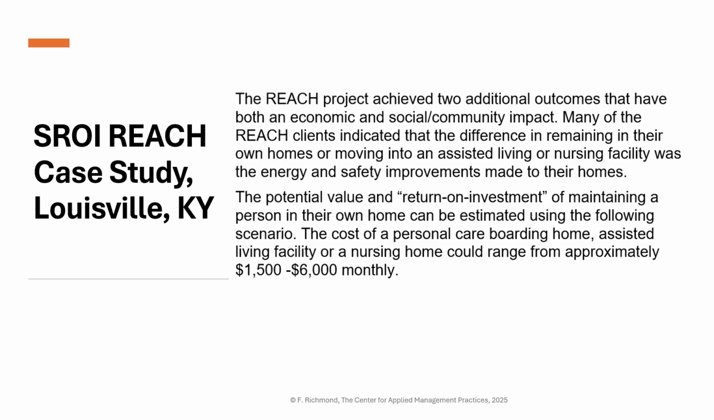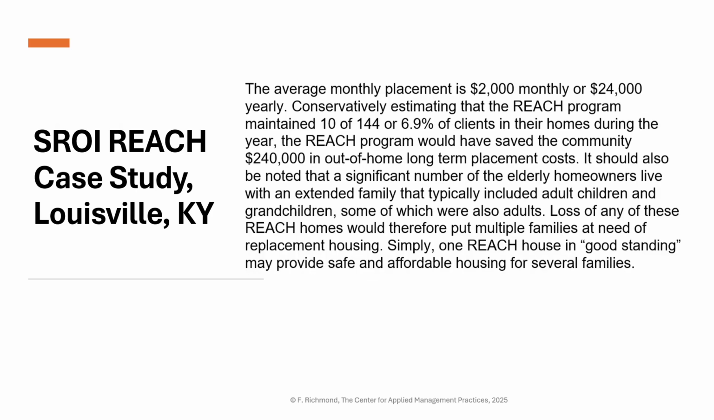So I mentioned earlier that SROI is what would happen if you didn't intervene. That's what would have happened. They could have ended up in an expensive situation. So then we looked at the average monthly placement in Louisville, and it would have been about $2,000 a month versus the whole program was $15,000 for the house. So you can see right there you're going to save. For 10 families, it worked in terms of keeping them in their homes, and that would have saved the community $240,000.